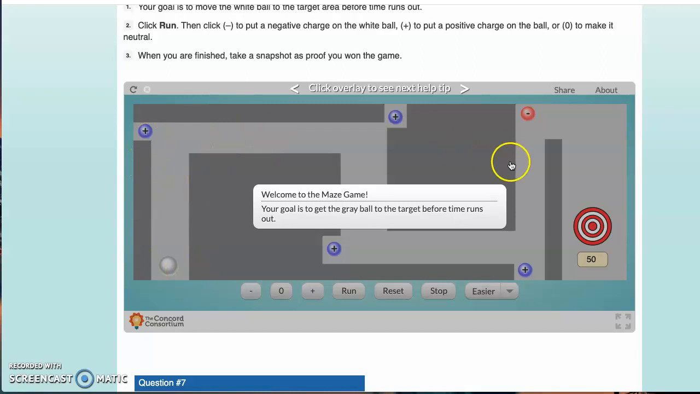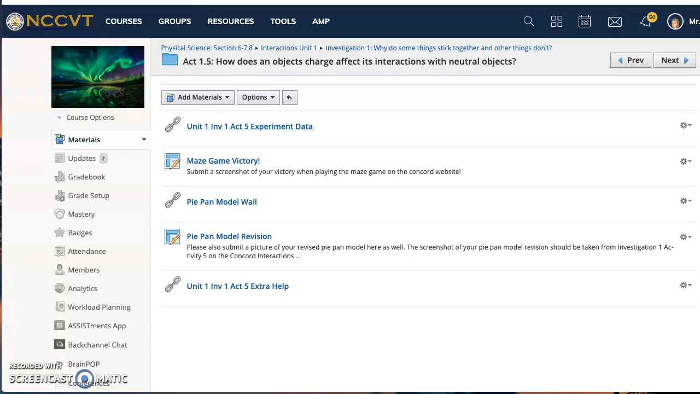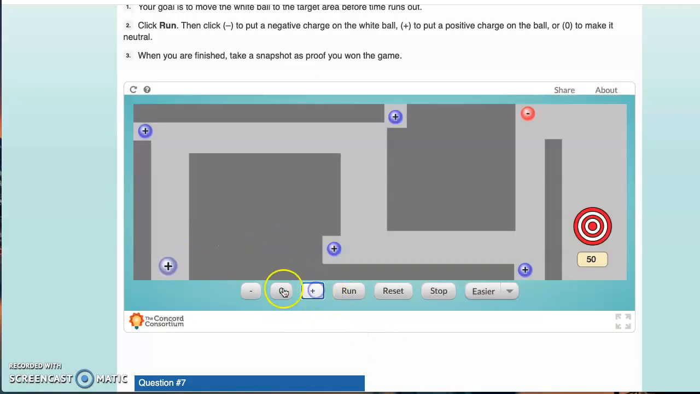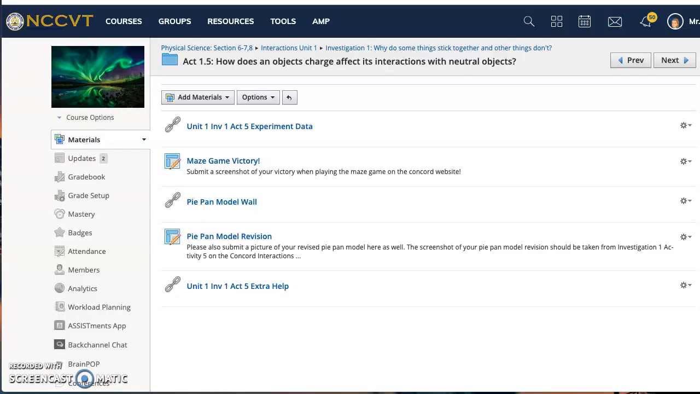There's a little game here, and there are two assignments that you'll be submitting screenshots of. One is this game. As you play it, you click it, and you've got a particle down here, and it runs you through the directions. You can change the charge of that particle to neutral, positive, or negative. If you find yourself struggling, you can reset it and start over. You're going to be taking a screenshot of this and submitting it here.